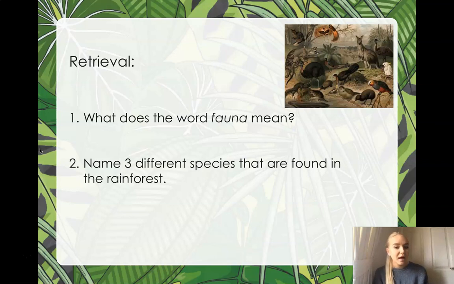So pause the video now and have a go at these questions. I believe they are in your resource pack, so you can pause the video now and head to your resource pack and write the answers underneath, please. Off you go.